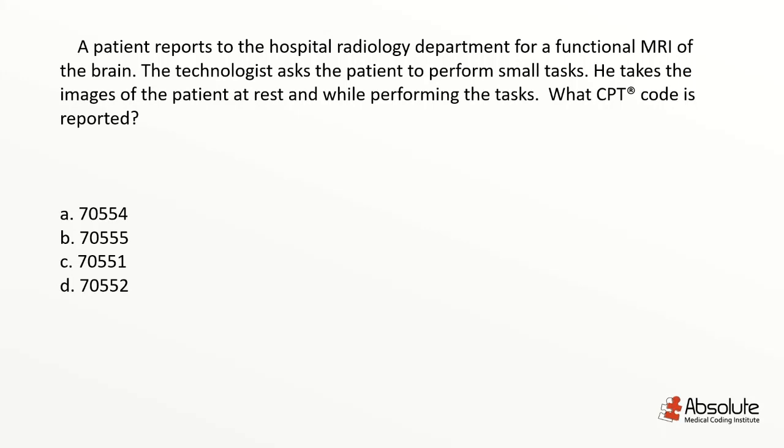Okay, we have A 70554, B 70555, C 70551, D 70552. A patient reports to the hospital radiology department for a functional MRI of the brain. The technologist asks the patient to perform small tasks. He takes the images of the patient at rest and while performing the task. What CPT code is reported? You got this, coders.